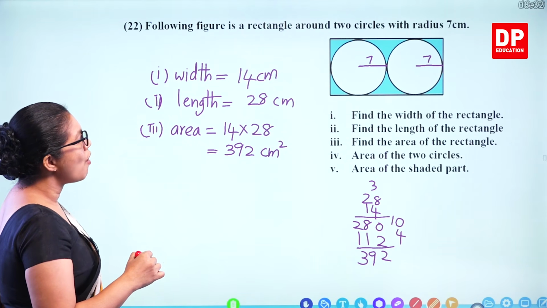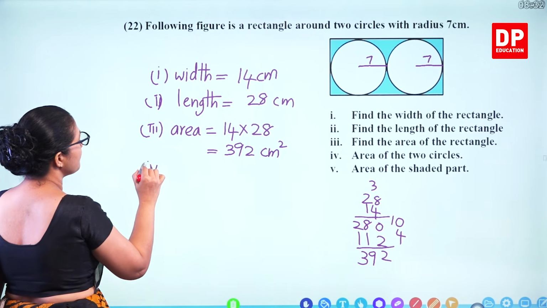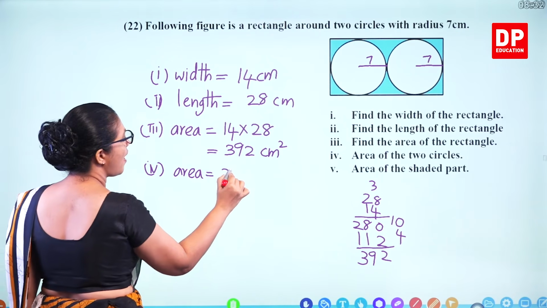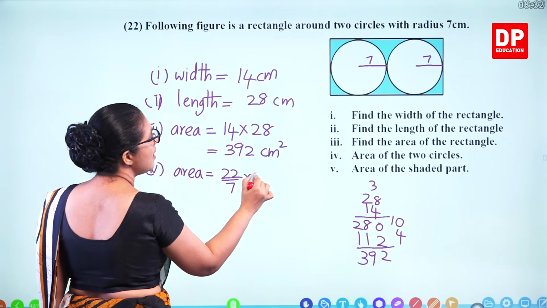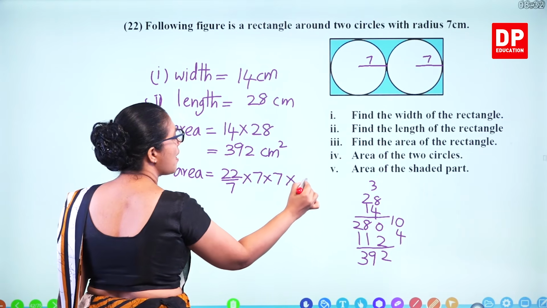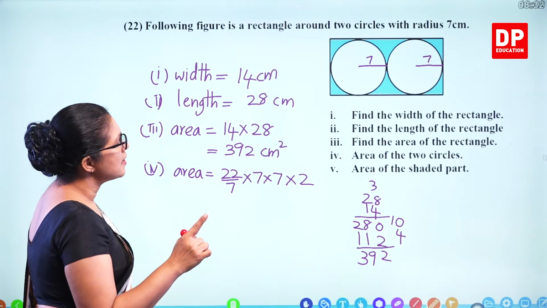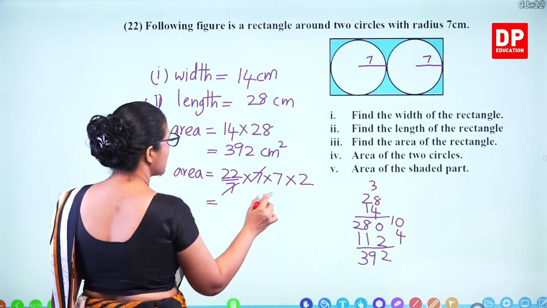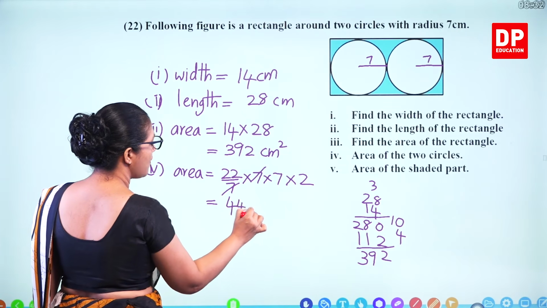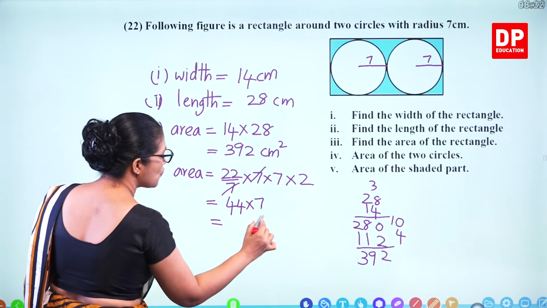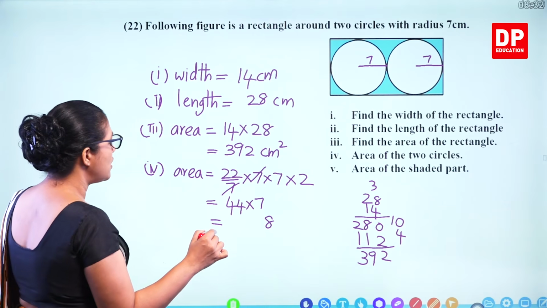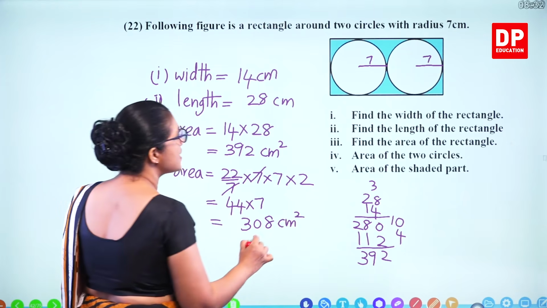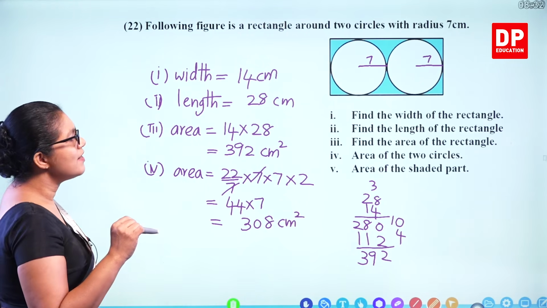So what is the area of the two circles? Area of one circle is pi, that's 22 over 7, r into r. You need to multiply by 2 because you get the same circle twice. 7 and 7, you get 44 into 7. 7 times 4, 28. 7 times 4, 28 plus 2, 30. 308 square centimeters.